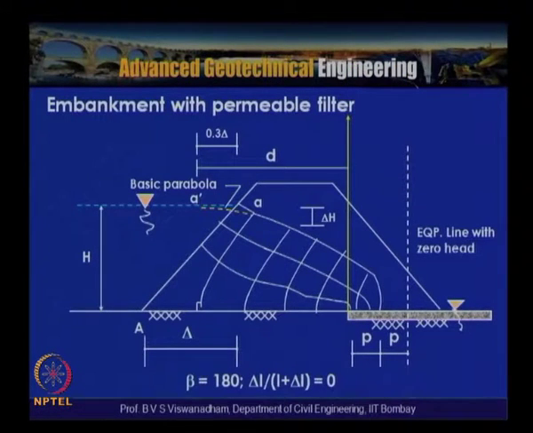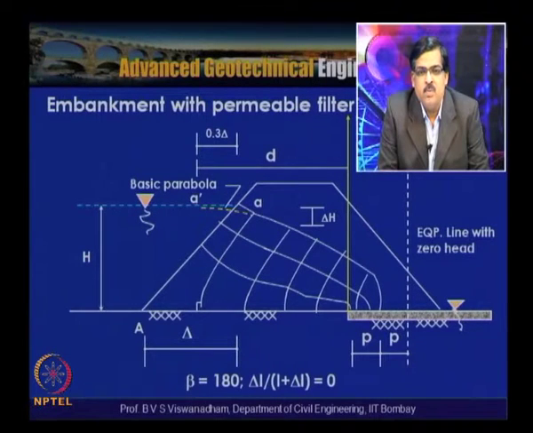This is an embankment dam with a permeable filter. These permeable filters are placed basically in the horizontal direction, or they are placed at the toe in the form of a rock toe, or they can be placed within the earthen dam as a chimney. So it is also called a chimney drain.